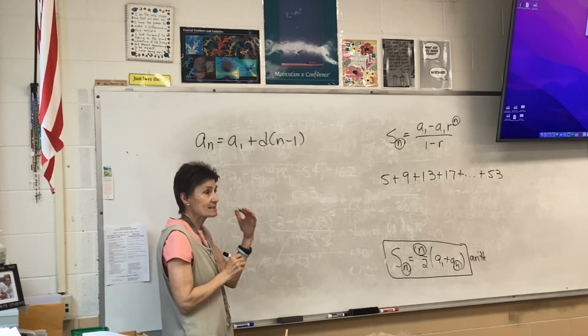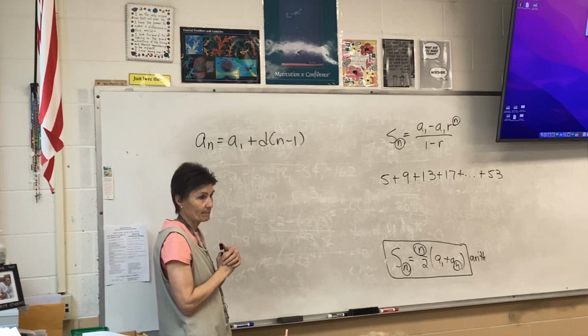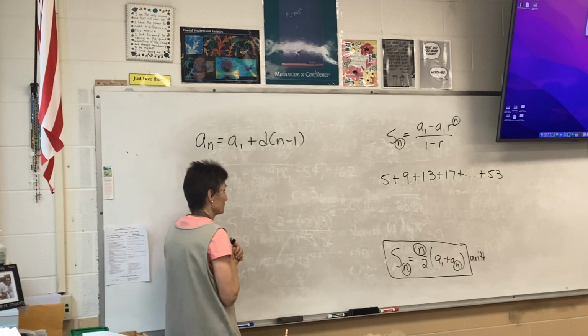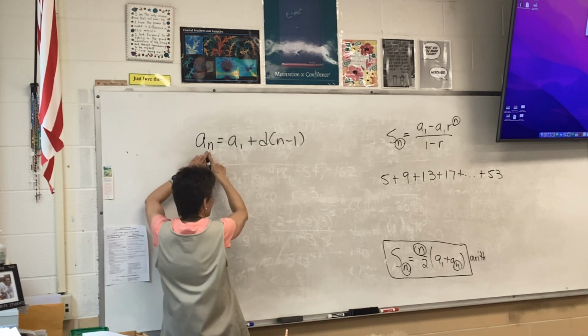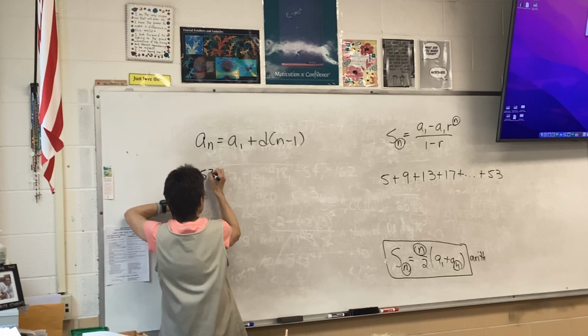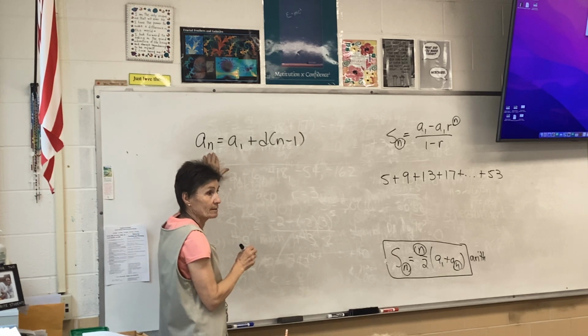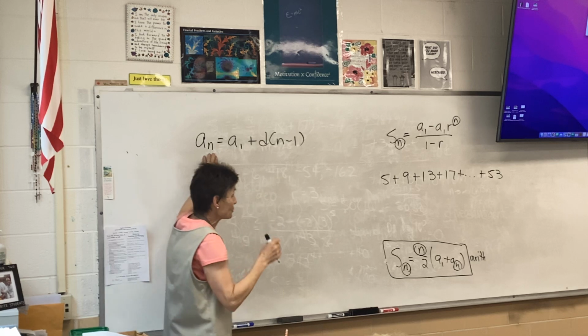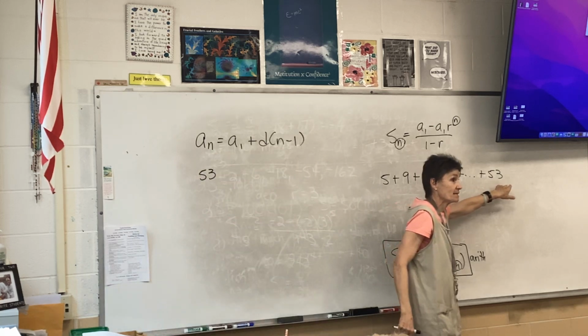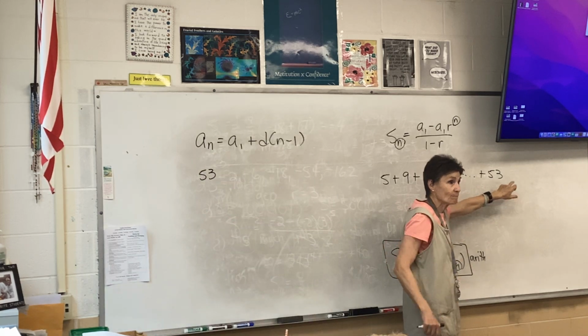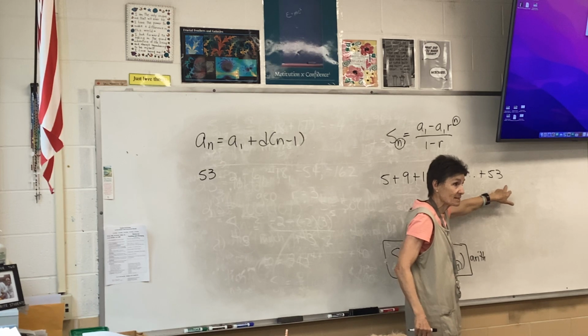Now, Mrs. Ford, how is that going to possibly help me? Well, I don't know how many terms there are, but I know that 53 is the last one. So if there's 18 terms, this would be A sub 18. If there's 25 terms, this is A sub 25. Does that make sense to you? This is the last term.